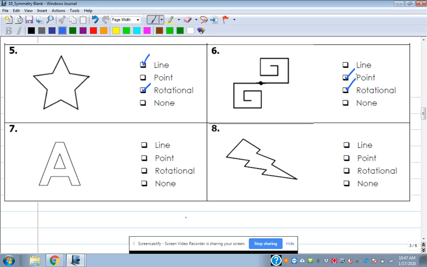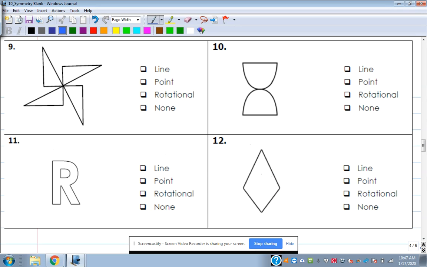What about number 7? It's just long. All right, line, definitely couldn't flip it upside down. And if I rotate the letter A, it doesn't look the same at any angle. Lightning bolt for the flash. None. Definitely doesn't match up. Now, these are not my questions. This stuff's pretty easy. What does number 9 look like?